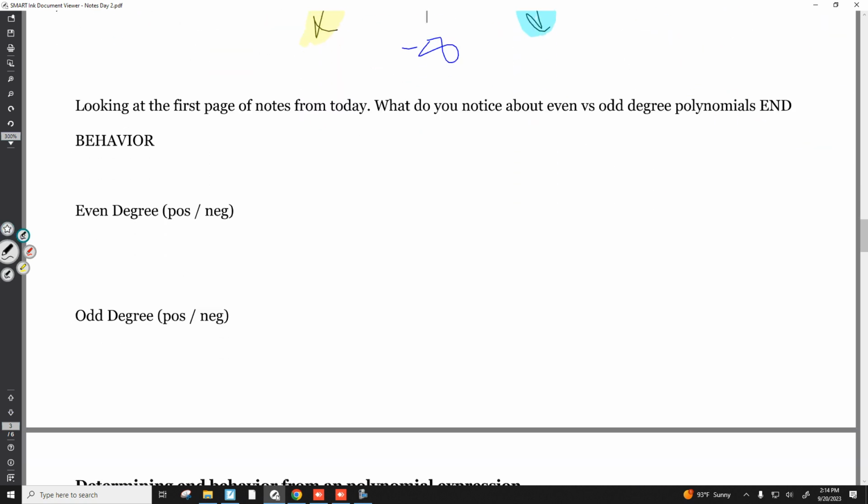So, if you encounter a positive x to an even, let's use our arms. What would a positive x to the even look like at the end? Everybody does this in every math class. Go. Thomas, do it. Positive x to the even. What would it look like at the end?